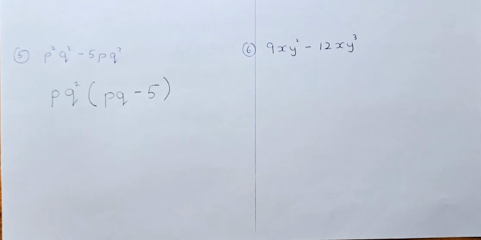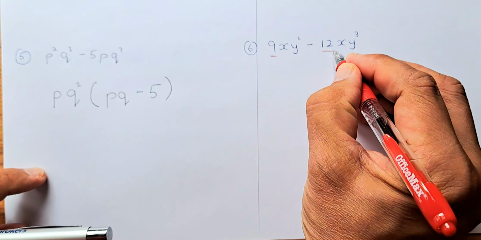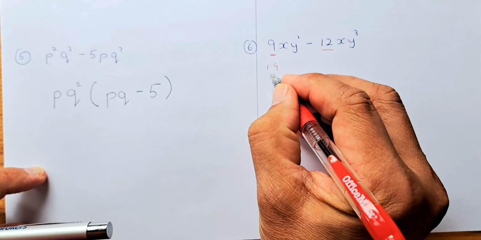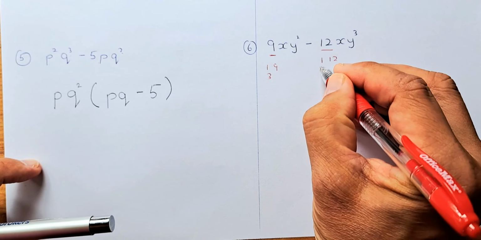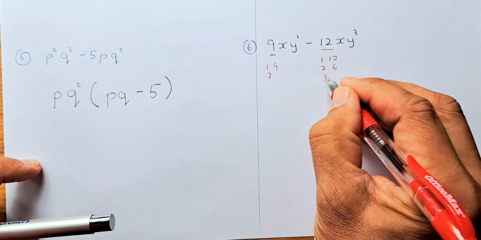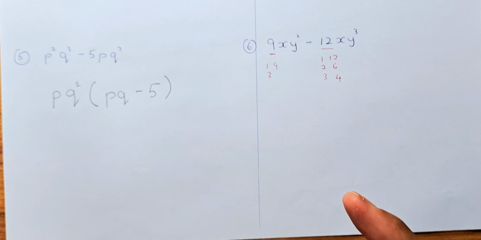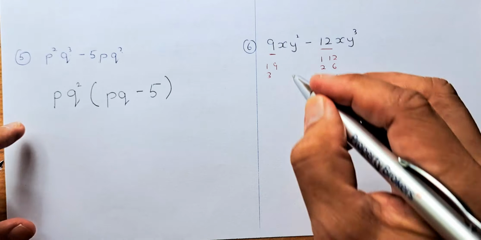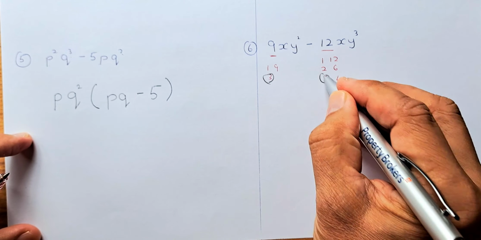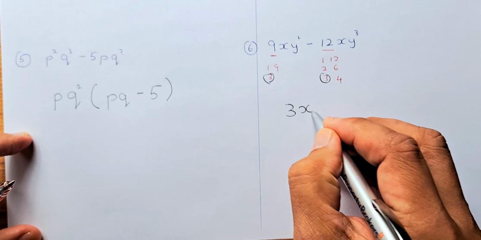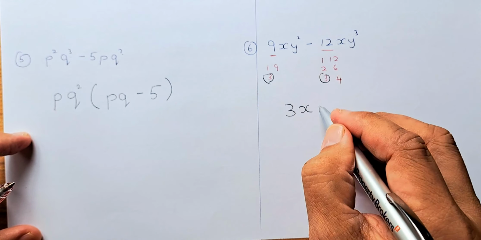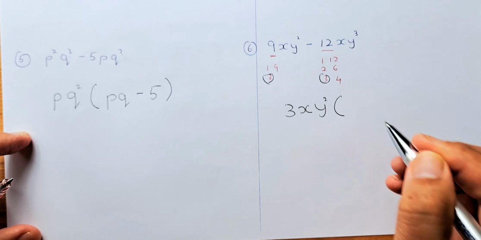Yes, that's right. Last but not least, we're going to factorize. There are two numbers there, 9 and 12. 9 is made up of 1 and 9, 3 and 3. 12 is made up of 1 and 12, 2 and 6, 3 and 4. So the highest common factor is going to be 3. So we take out the 3. For the terms x and x, you can take out the x. And then for y squared and y cubed, you can take out the y squared. And you put the bracket there.